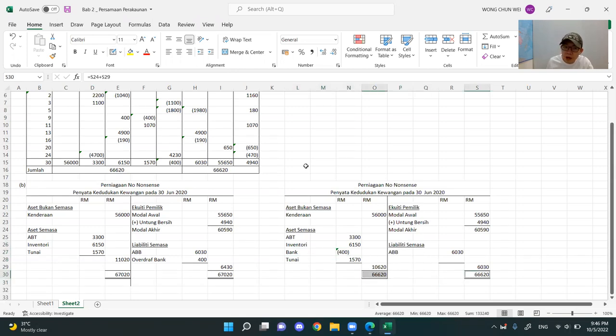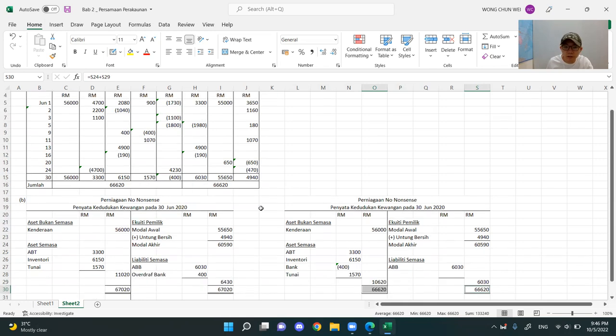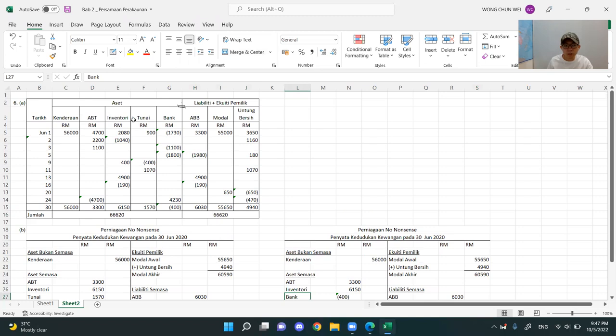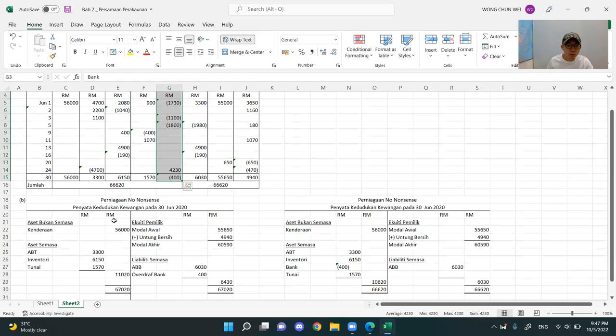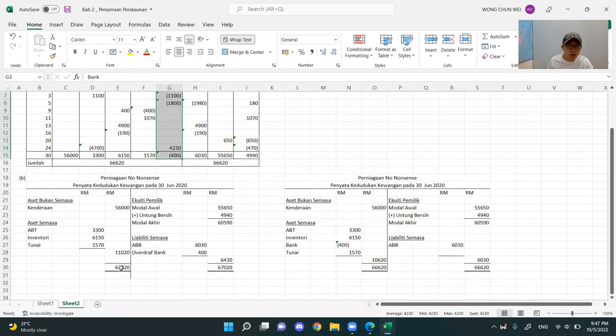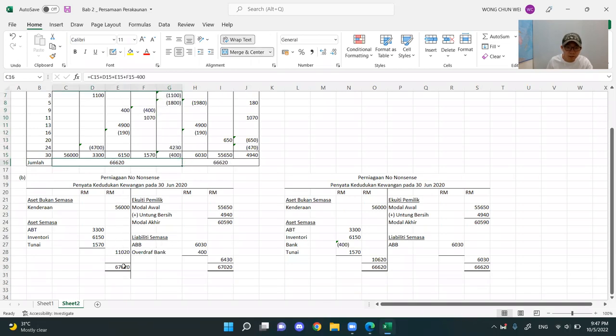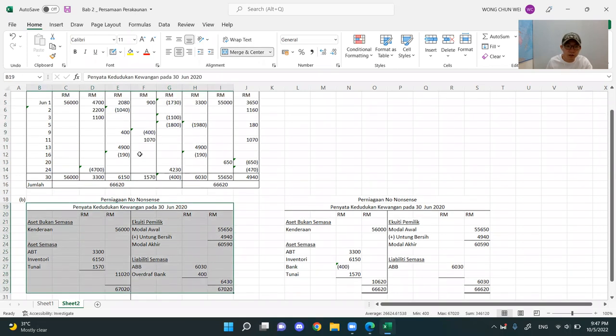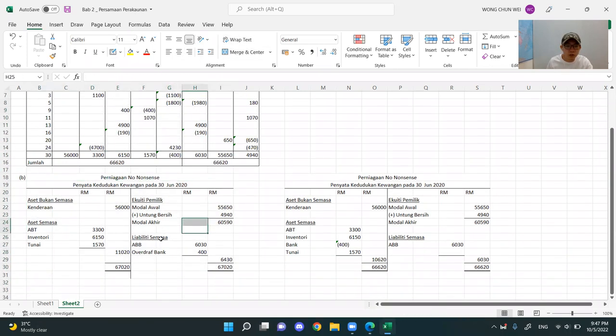But when you compare back to your jadual persamaan, you see 66620 is the same as your 66620. It's the same. Why? Because the bank in your jadual persamaan is actually in the asset side. Therefore, when you move the bank to here, it becomes not the same. Here and here not same. But here itself is correct. And here is correct also. The other one is salah. It's just that you're putting the bank on a different side.